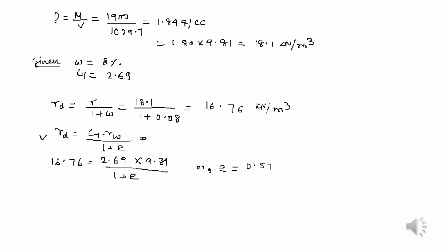So we know the relationship between e and n. Therefore, the porosity of the sample is equal to e divided by 1 plus e. Simply we substitute e here and we get the porosity of the sample as 0.365, or as a percentage, 36.5%. So we have got the porosity, and we have got the dry unit weight of the soil sample.